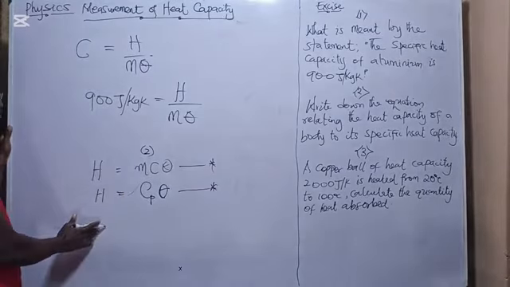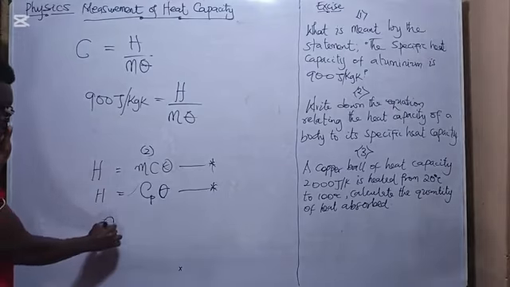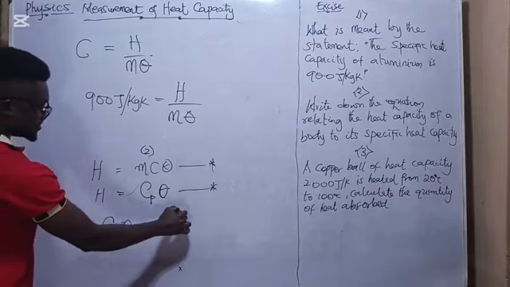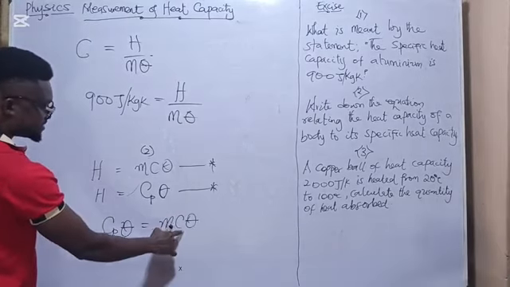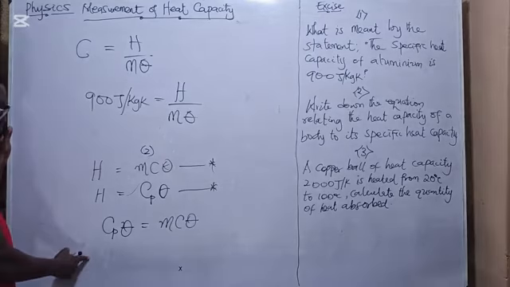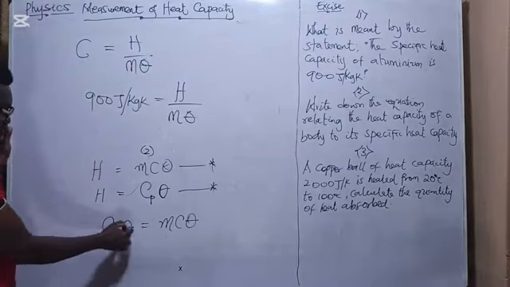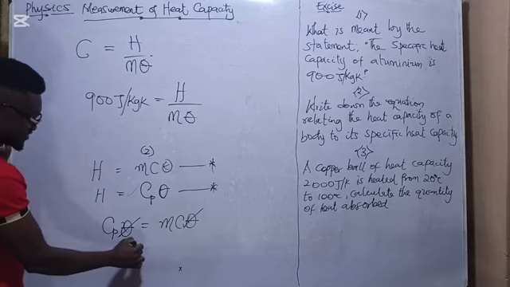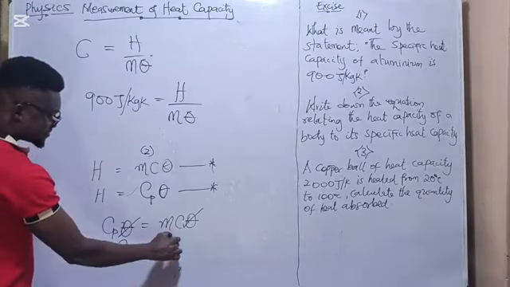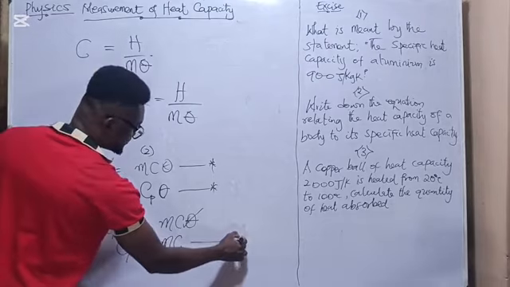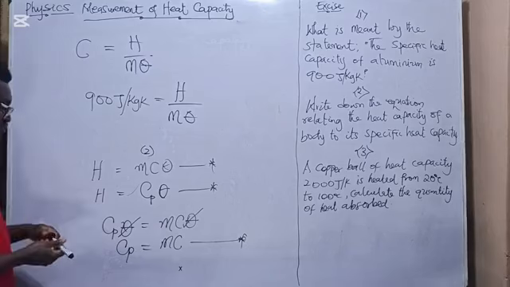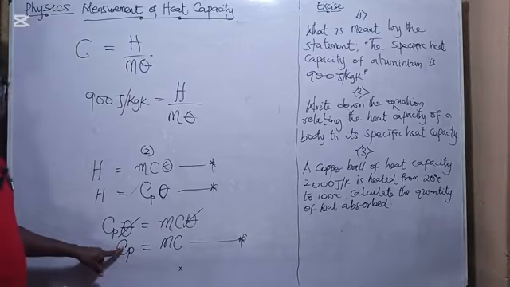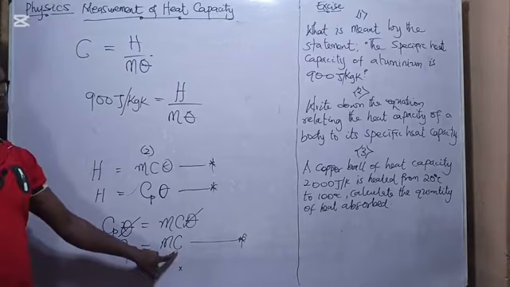Now, when we combine these two equations, we have that the heat capacity times temperature rise is equal to M times specific heat capacity times temperature rise. From both sides of the equation, if you cancel out the temperature, you are going to have the heat capacity being equal to MC, and that answers question number 2. So this is the equation that relates the heat capacity and the specific heat capacity.